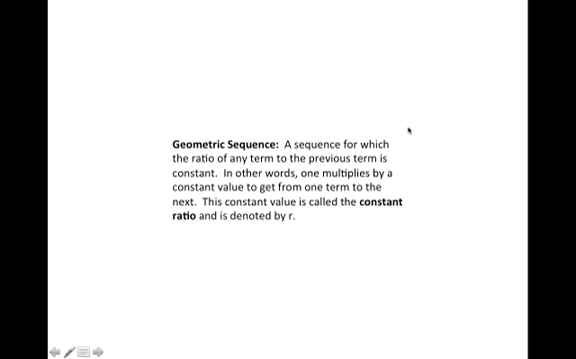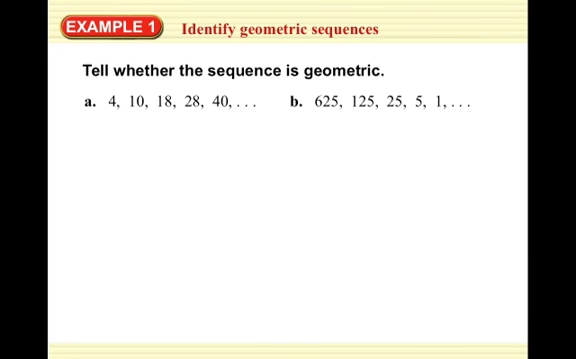Or it could be a fraction. You multiply the first term times a half, and then the second term times a half, and then the third term times a half to get to the next term. This constant value is called the constant ratio and is denoted by R. So the first thing we're going to do is identify whether or not we have geometric sequences.